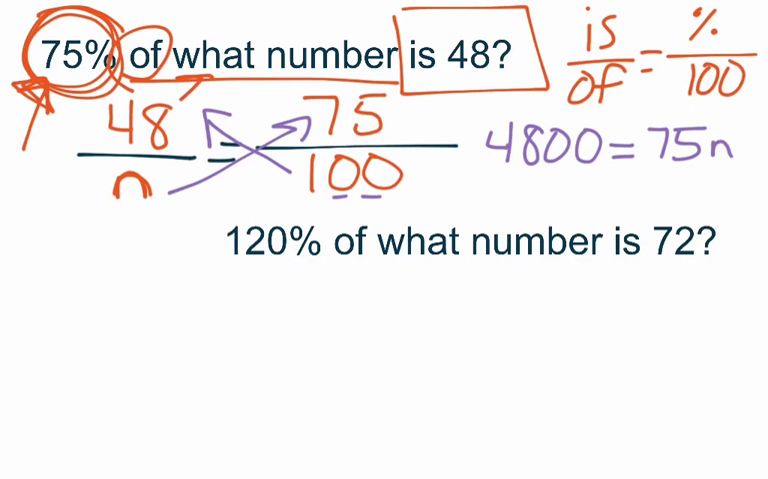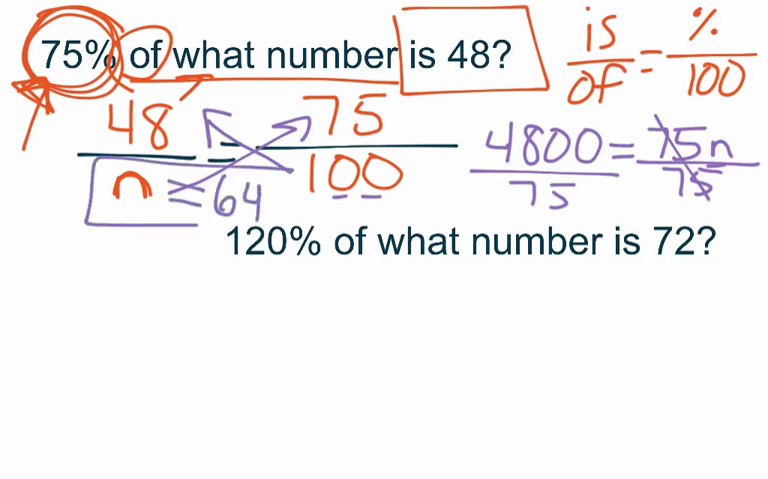But as with any problem, when we have an unknown multiplication, we can just divide it to find what to multiply by. So I'm going to divide both sides by 75, and I type in my calculator 4,800 divided by 75, and that equals 64. Writing it over here because there's a little bit more space. So 75% of what number is 48? Well, 75% of 64 is 48.